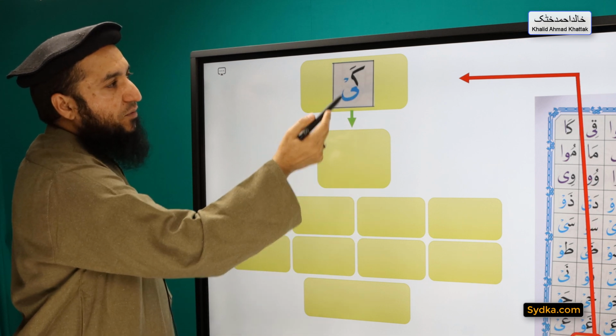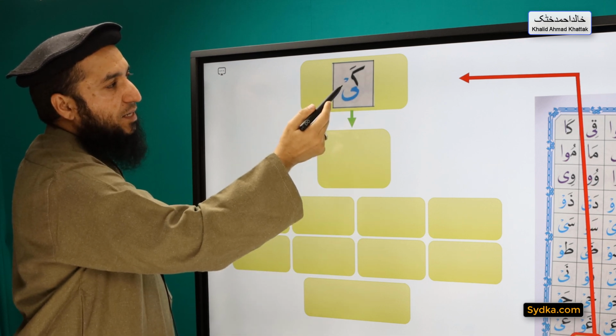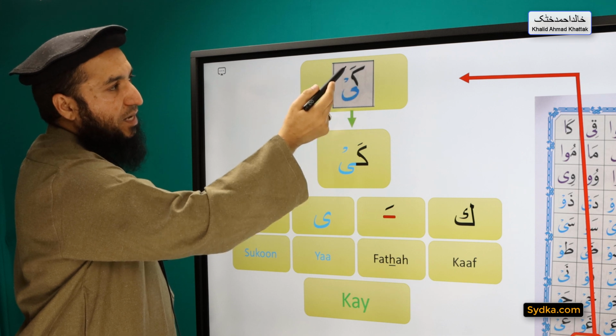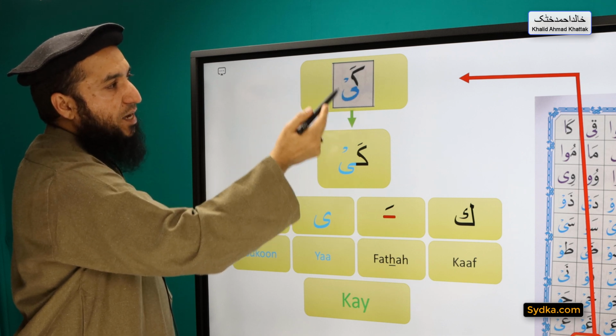The next syllable we have is Kaf Fatha Ya Sukun Kay. Kaf is a light letter, it has Fatha on top of it, it is followed by Ya, and Ya has a Sukun.